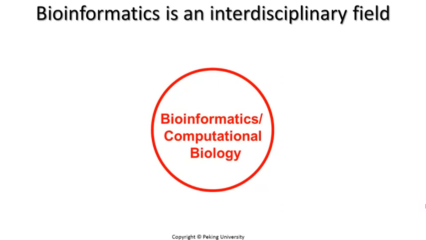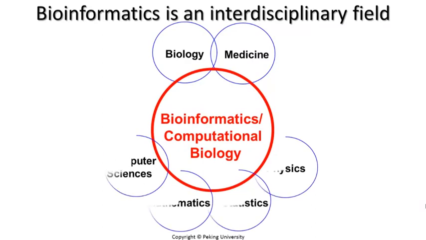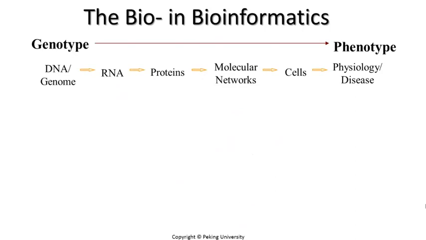Bioinformatics is truly interdisciplinary. It studies questions in biology and medicine while developing and applying methods in computer sciences, mathematics, statistics, and physics. It overlaps with medical clinical informatics, systems biology, and synthetic biology. The bio in bioinformatics signifies the biological questions it studies, many of which can be grouped under the conceptual framework from genotype to phenotype and the central dogma. Some examples may help you understand better.